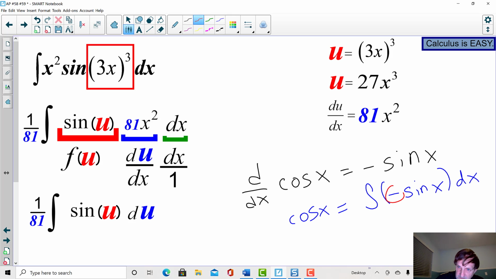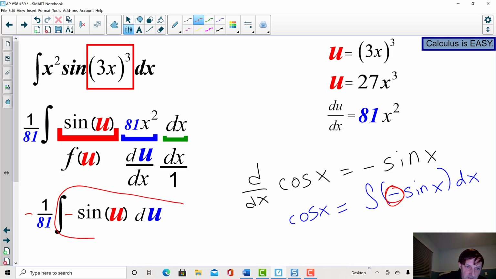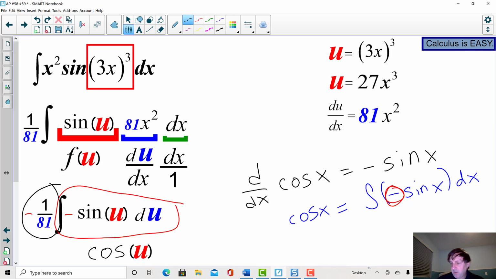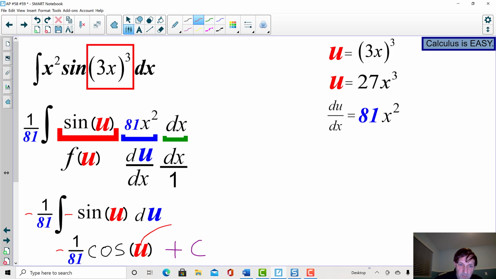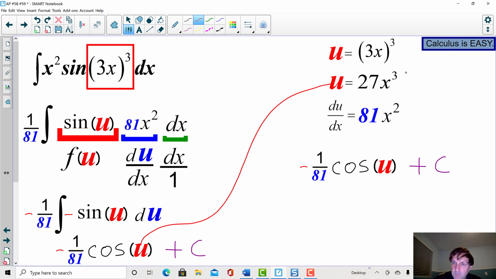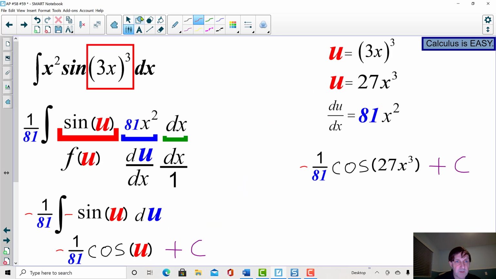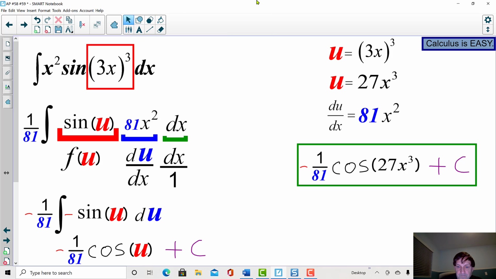Of course, we are missing the negative, so let's put a negative inside here. We're also going to have to put a negative on the outside. It's kind of like negative 1 times negative 1. Okay, so this entire integral is going to give us cosine of u. Don't forget the constant, negative 1 over 81. Don't forget your plus c. And don't forget that your u was 27x to the third. So we'll plug that in right here. And that's our final answer. Let's put a box around it. And that's it.